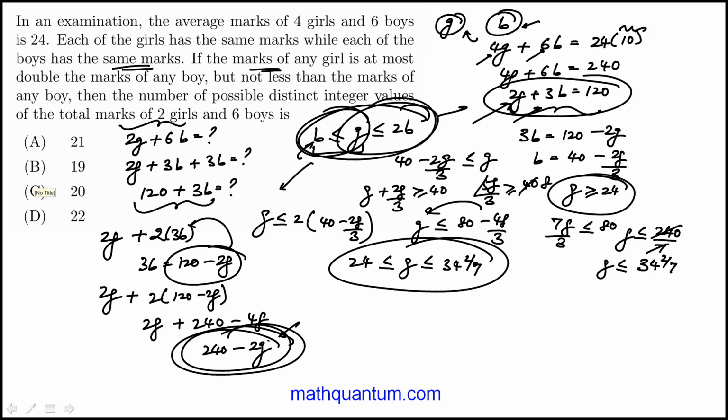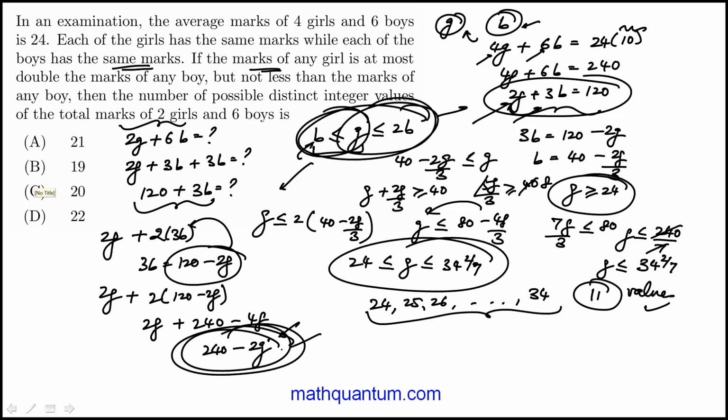And you'll notice that G can, of course, take on integer values. And if I list those out, 24, 25, 26, all the way to 34. So those are 11 values. That would be acceptable. That would make this integer.